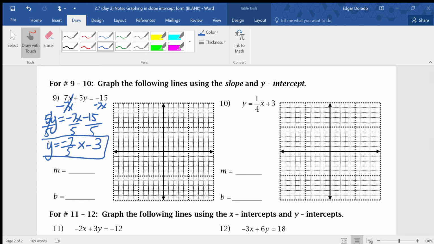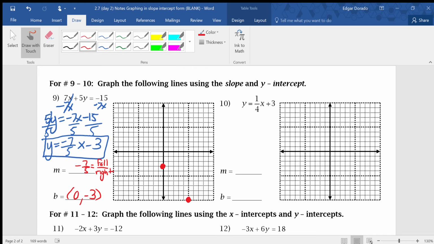From this form now, which is now in slope-intercept form, I can find my x and y intercepts. I'm sorry, I can find my slope and my y-intercept, which in this case is negative 7/5 and 0 comma negative 3. So let's go ahead and graph that. So 0 comma negative 3 is right down here. Okay. Now I want to go down. Remember, guys, right here, this tells us that we're falling 7 and we're going to the right 5. Okay. So we're going to go down 7 and to the right 5, which is right here.